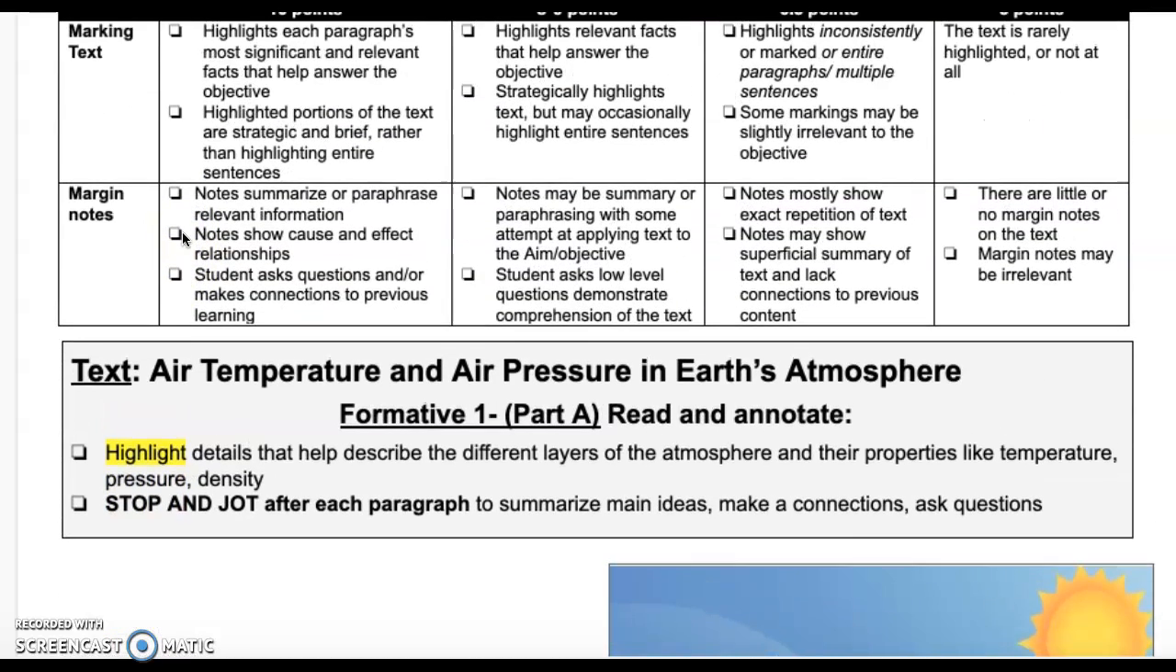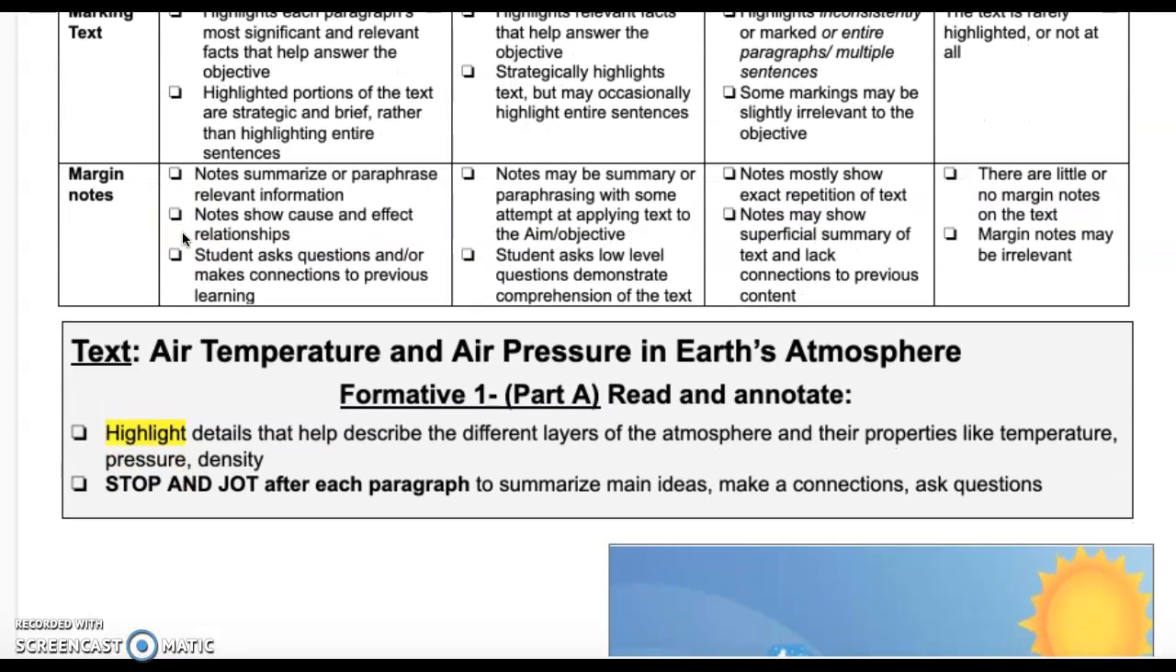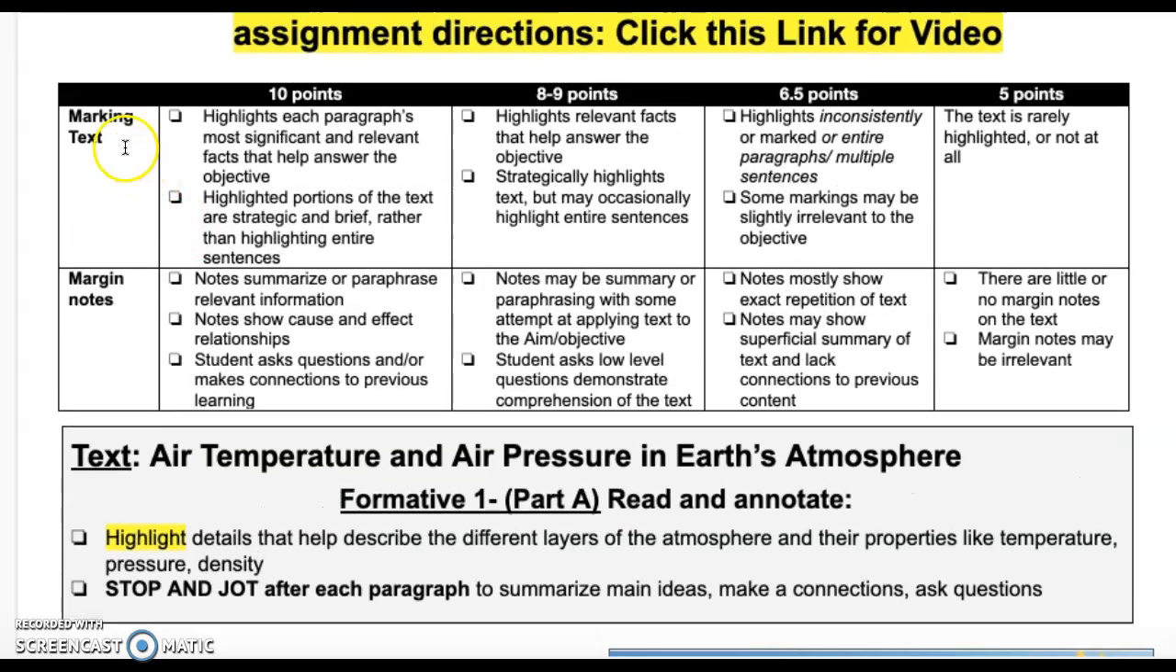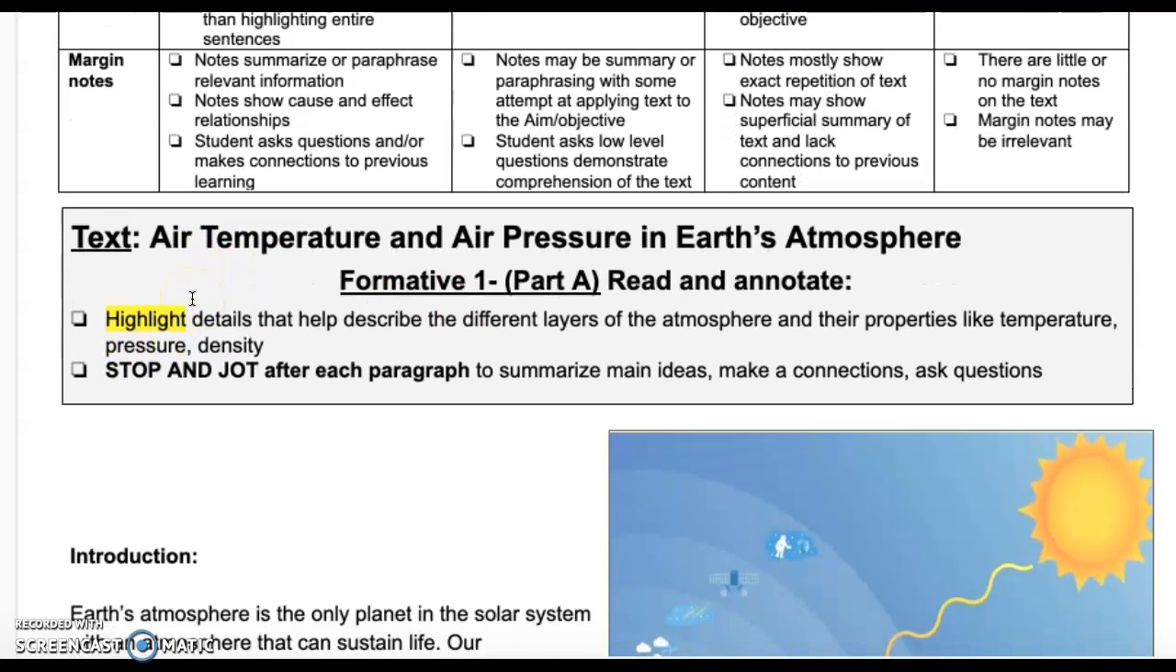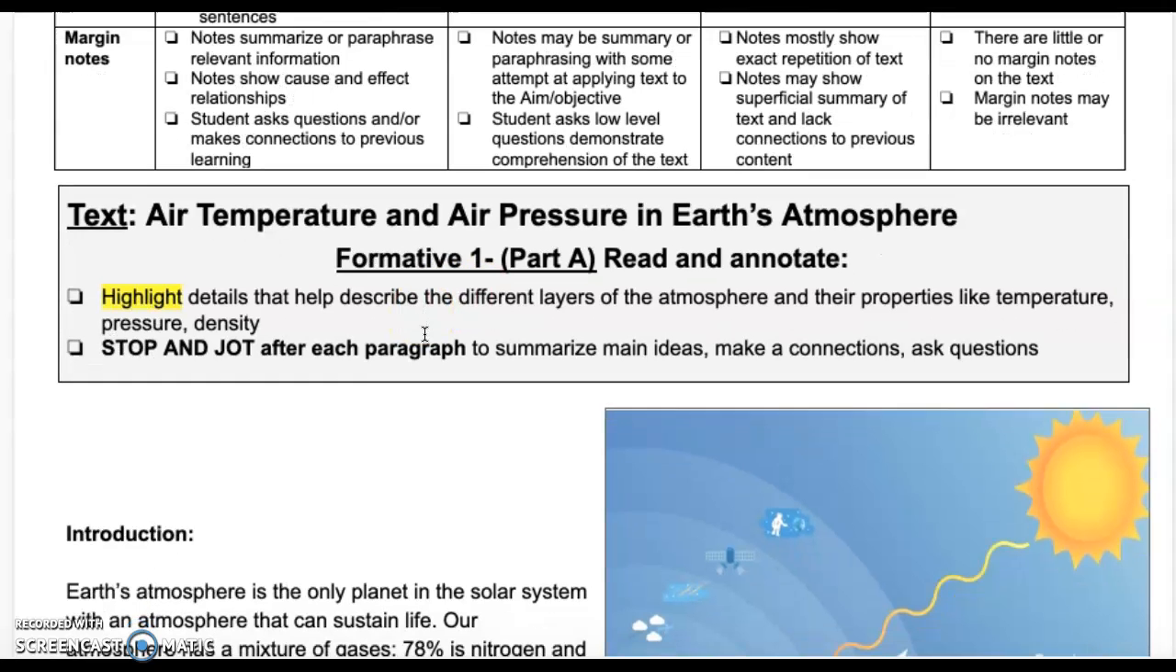Formative 1, Part A, is reading the text and annotating it. Again, we're going to be evaluating you using this annotation rubric based on what you highlight in the text and your answers to the questions that we give you to guide your margin notes. So as you and I are reading, you're going to highlight details that help describe the different layers of atmosphere and their properties, like their temperature, their pressure, and their density.